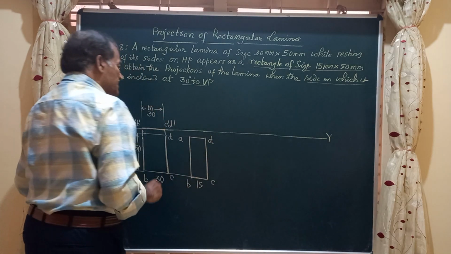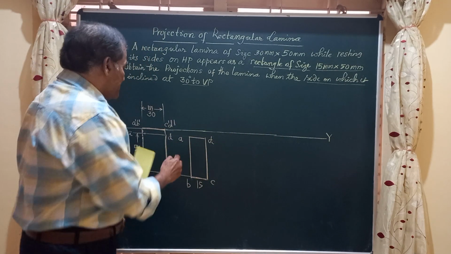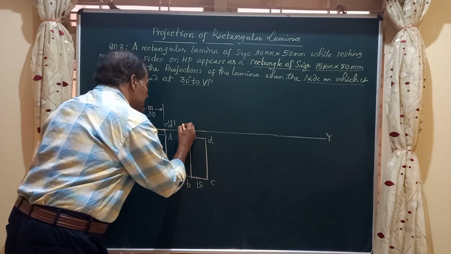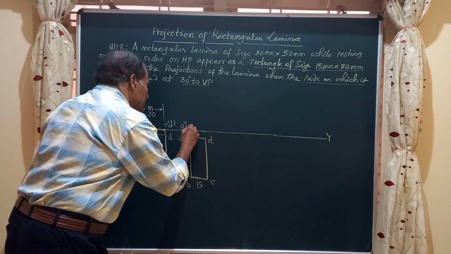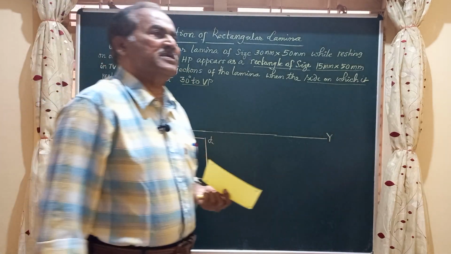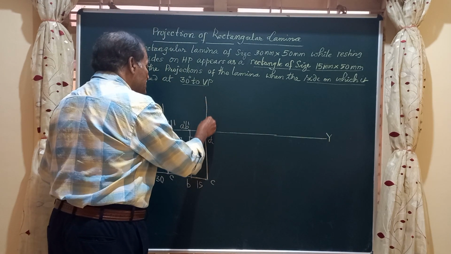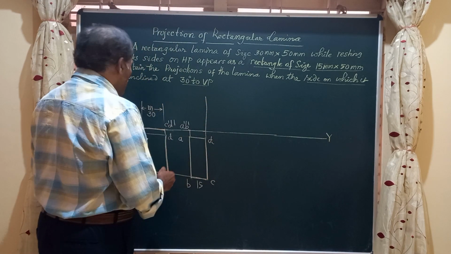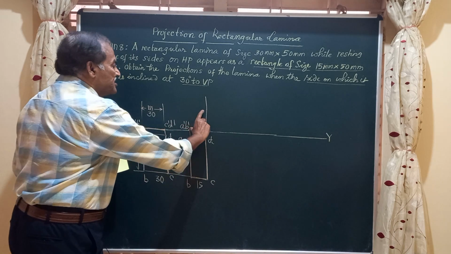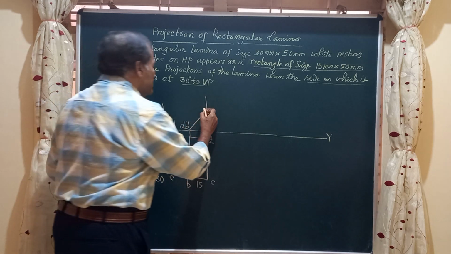Now friends, this is the top view of the lamina when it is resting on side AB on the XY line. So this point can be taken as A dash, B dash. Now I should get this edge C dash, D dash. How to get the edge C dash, D dash? Friends, I draw a vertical through this edge, and now taking A dash B dash as center, radius equal to m, which is equal to 30, I strike an arc, and here you get this point.